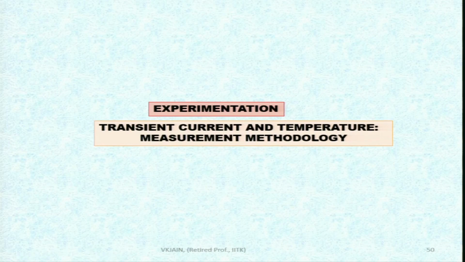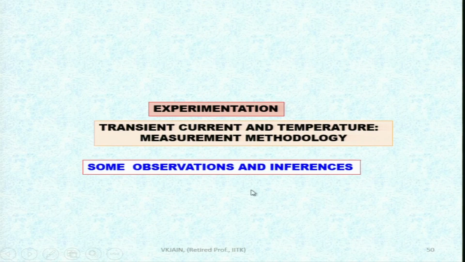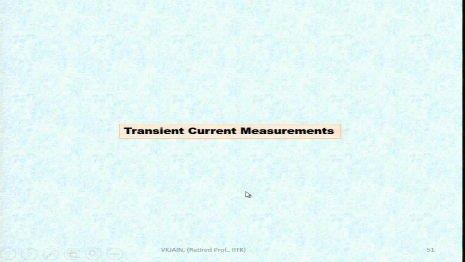Experimentation, transient current and temperature measurement methodology. This is a very important part, because when you want to study the scientific aspects of electrochemical spark micromachining, you should study the transient current and transient temperature. So how to measure them is important. Some observations and inferences are given over there.